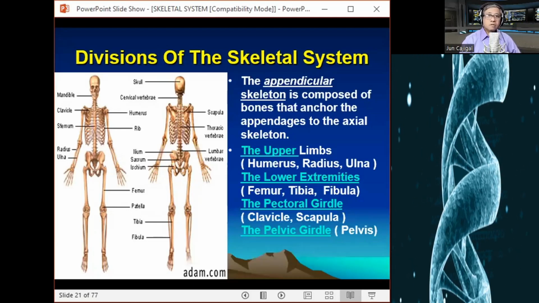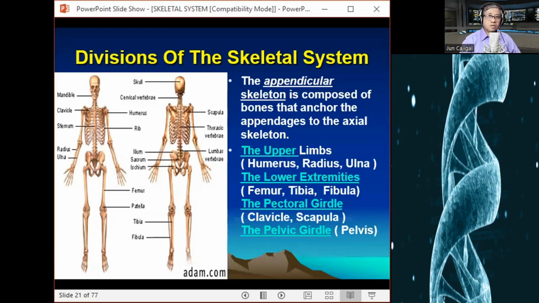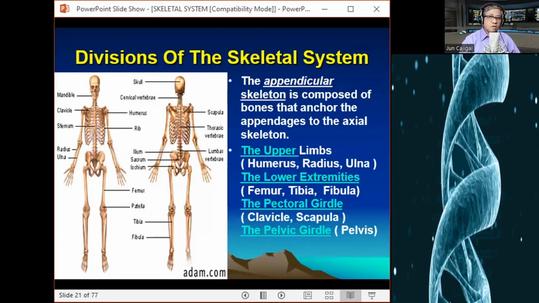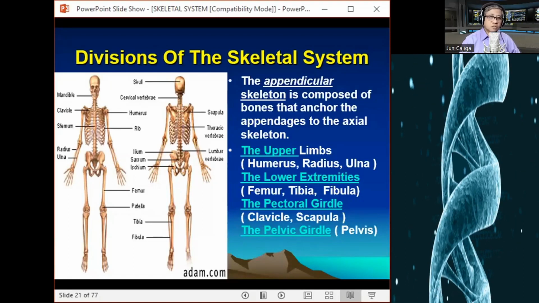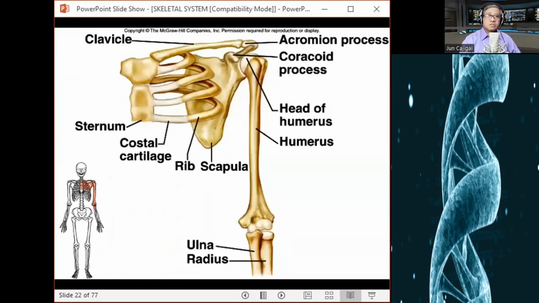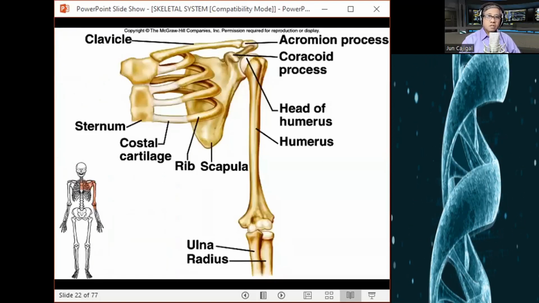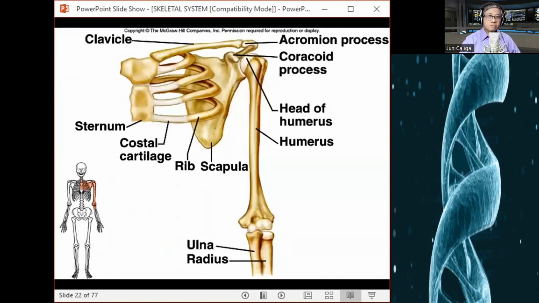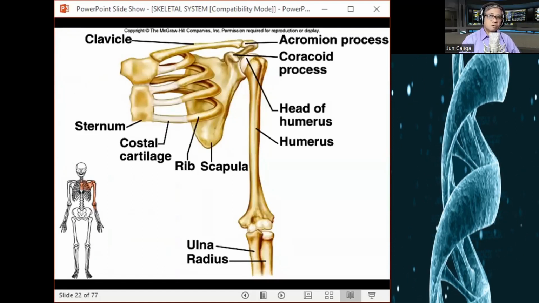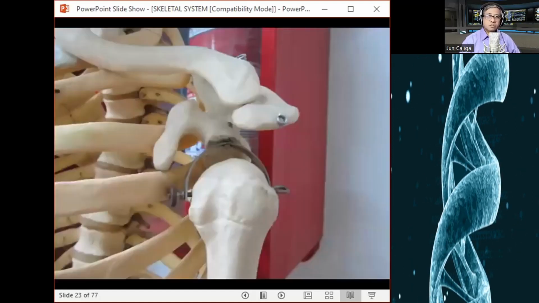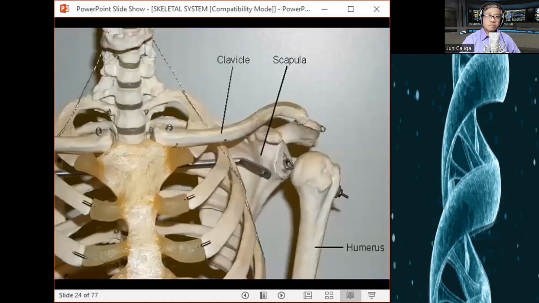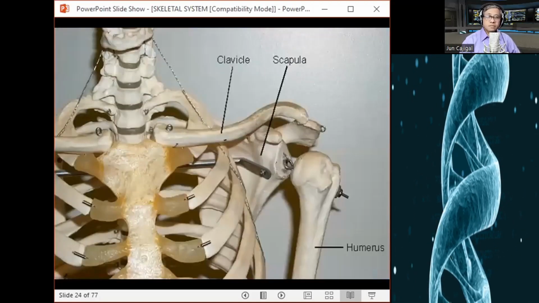Then we have the pectoral girdle that attaches the arm to the axial skeleton. Again, that's the clavicle and the scapula. And the pelvic girdle that attaches the legs to the axial skeleton. We have the pelvis. Alright, so let us now zoom in on the pectoral girdle and the upper limbs. The pectoral girdle again is composed of the clavicle, that's the collarbone, and the scapula or the shoulder blade.